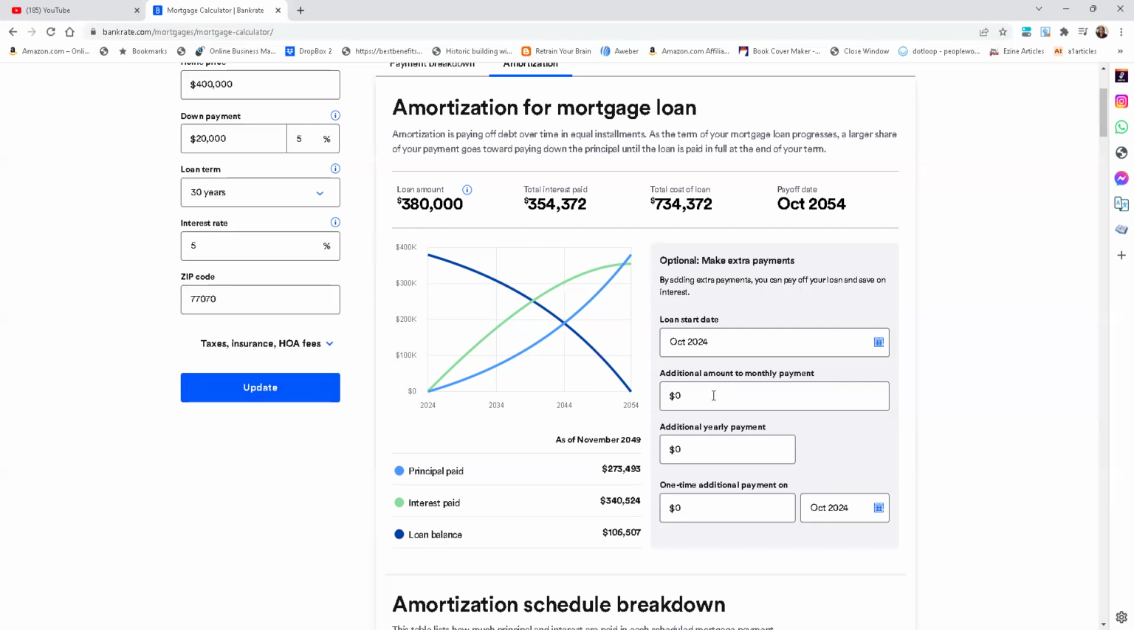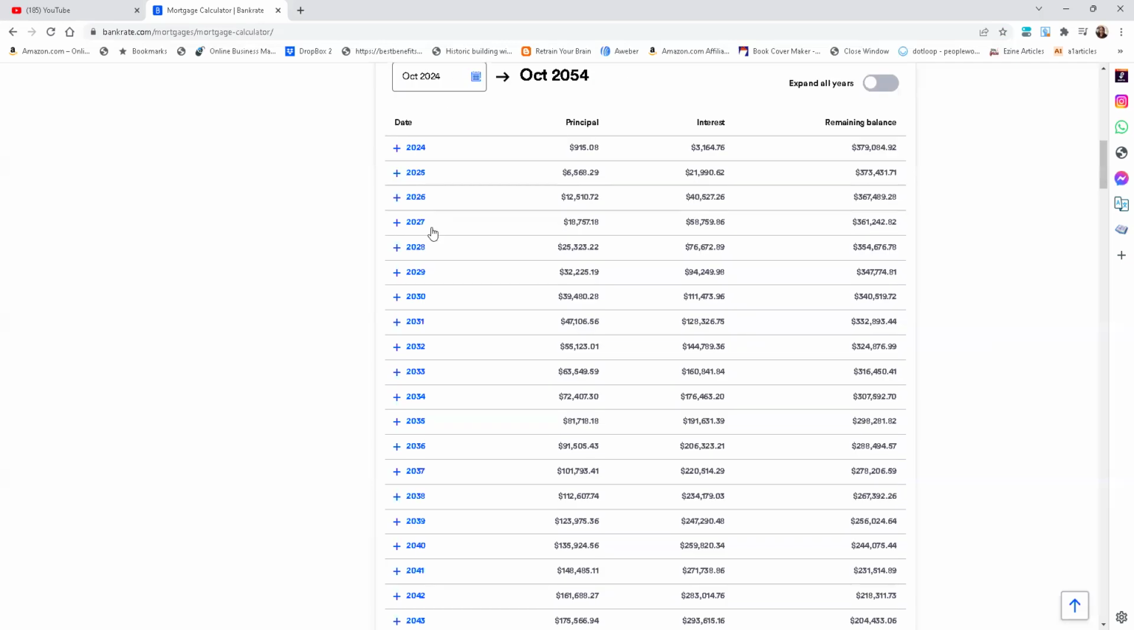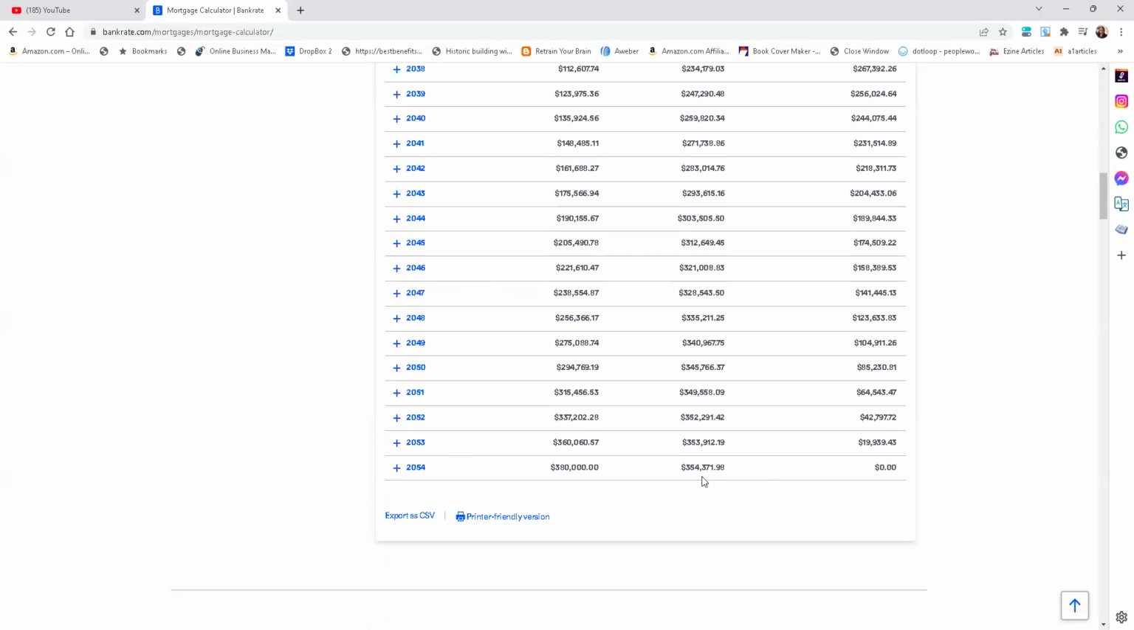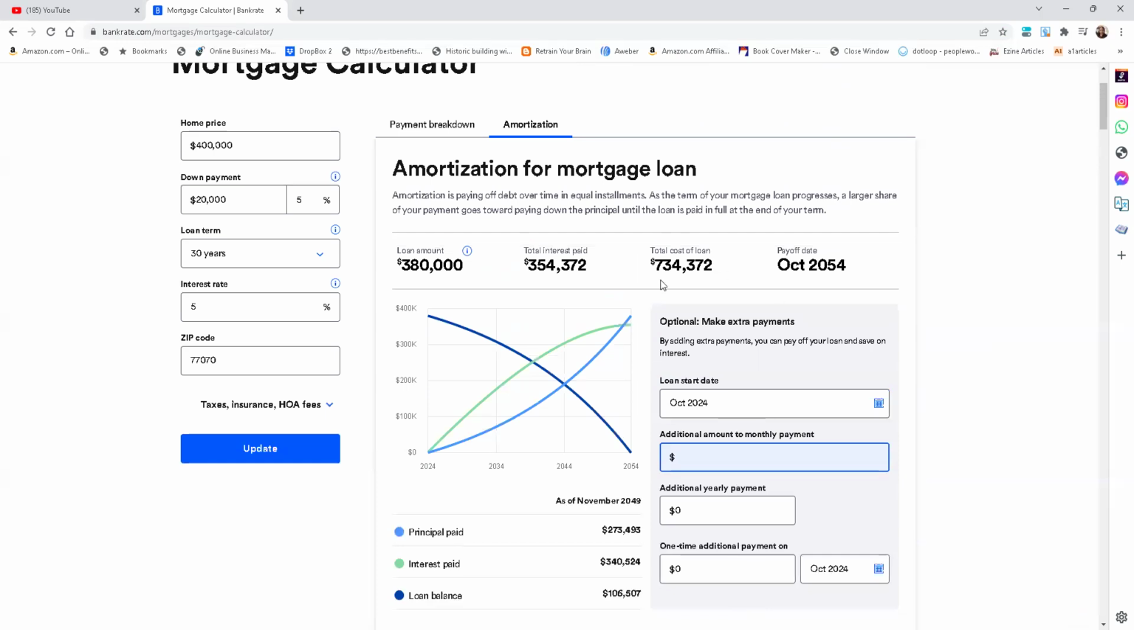But what if you had an extra? Because I was playing with this. What if you wanted to pay this off faster? Let's start big. Right now, it's saying your payoff date is the year 2054. If you scroll down on the same website, you'll see all the years, every year, how much you're paying in interest. It just adds up until you get down to the last payment. $354,371 in interest. Plus, you would have paid the loan back to the bank. So you add both of those together, and you're paying back a total of $734,372.